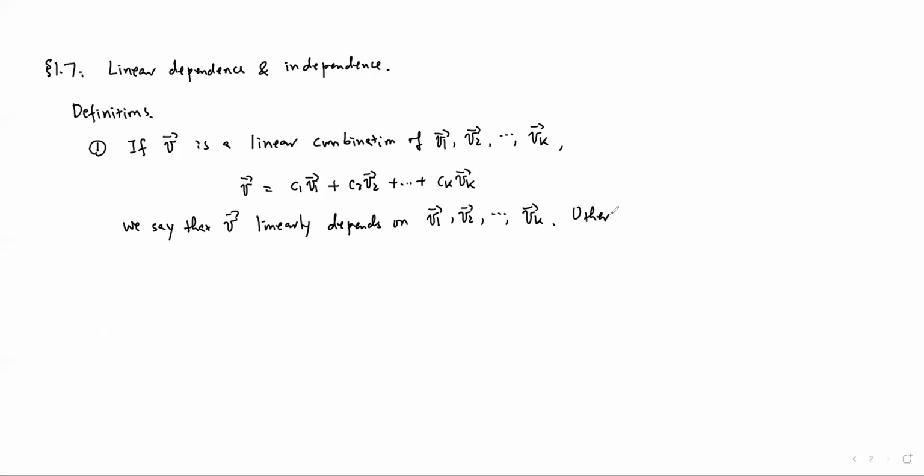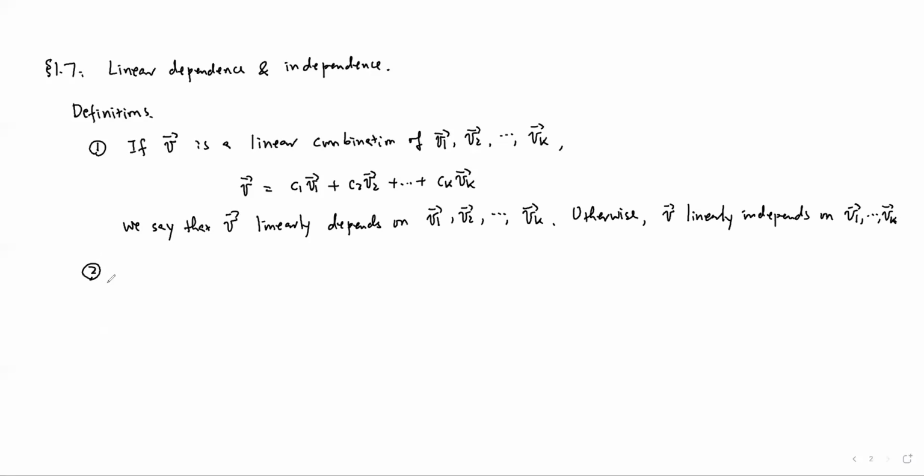Otherwise, if we cannot write V as a linear combination of these k vectors, we say that V linearly independent of the k vectors. Linear dependence and independence.